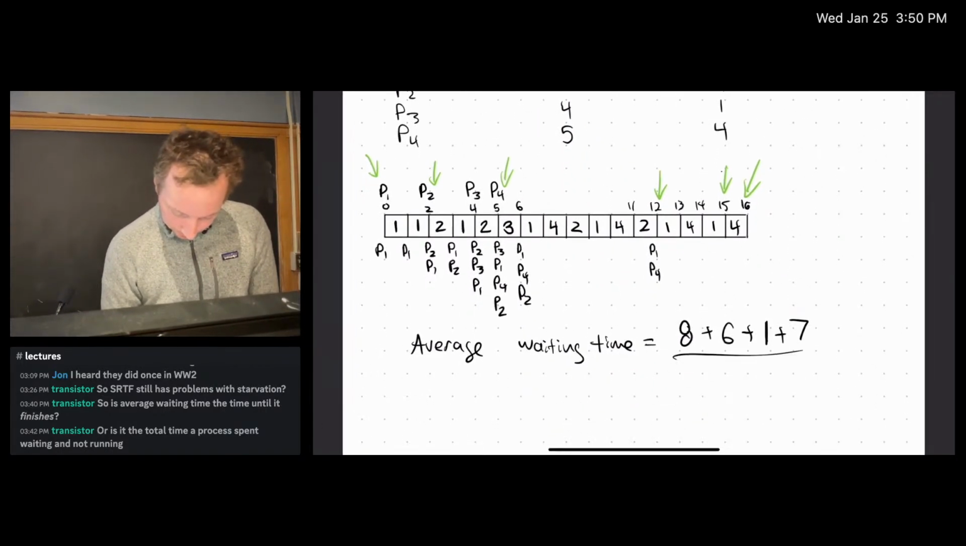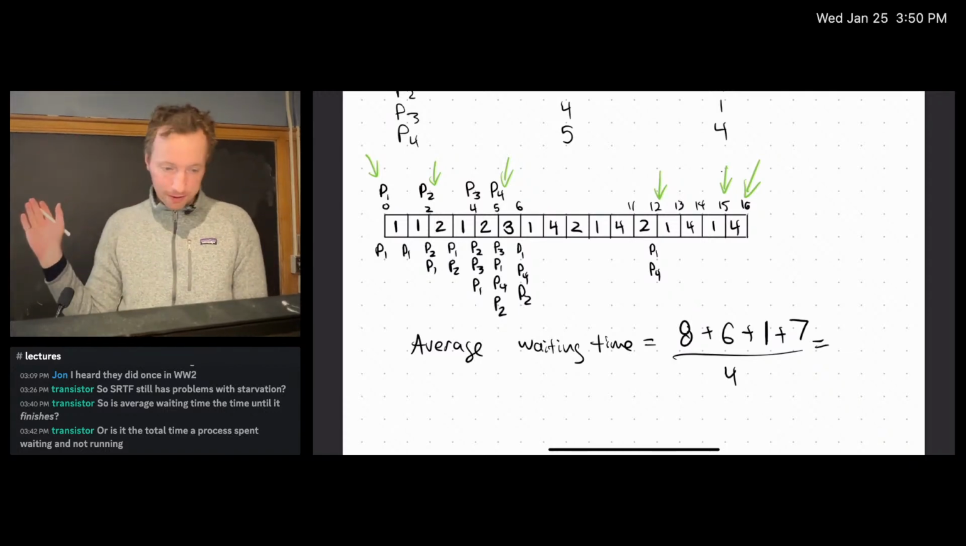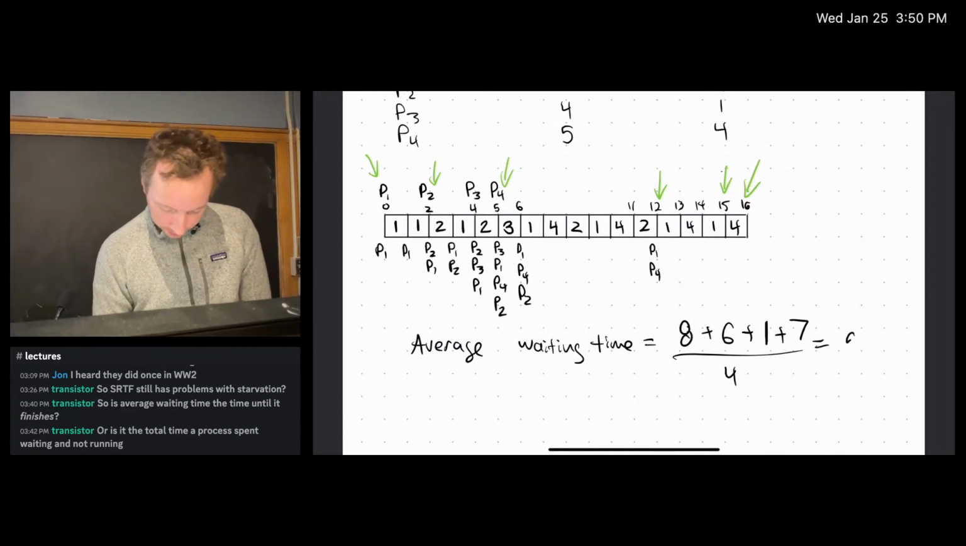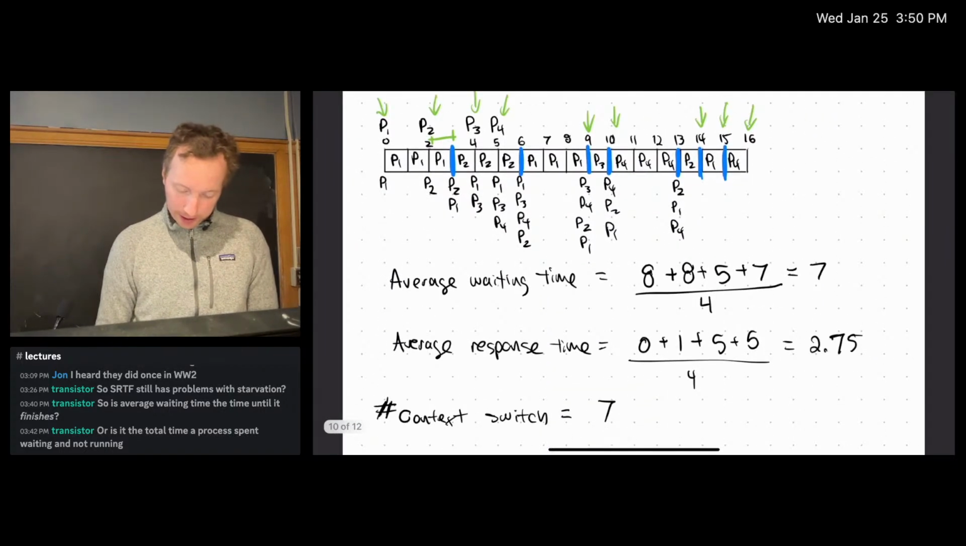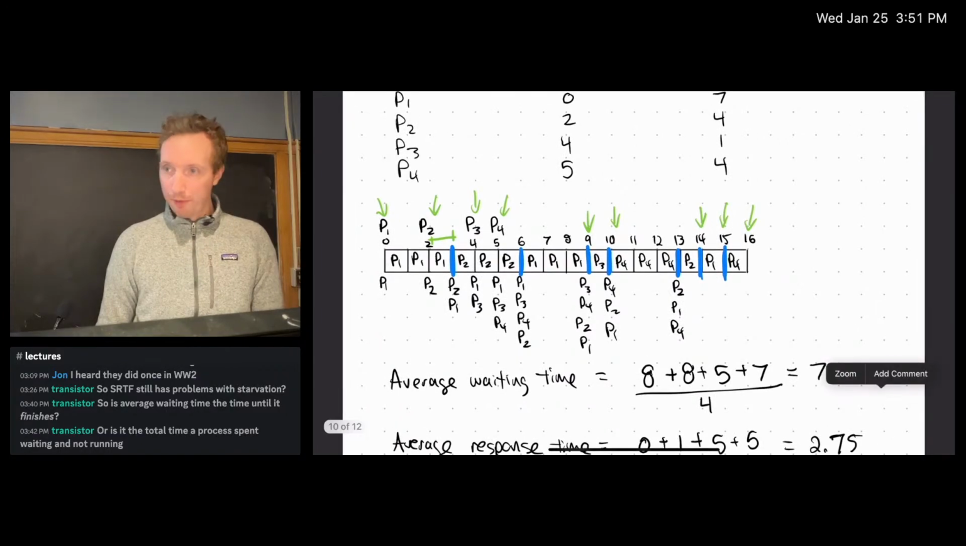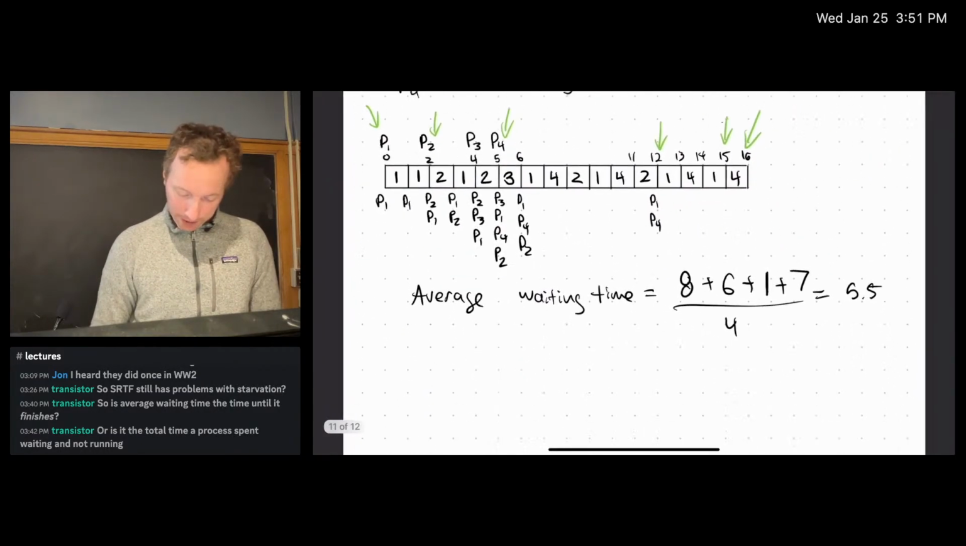And then if we do this math, so I won't ask you this one, you add those together, divide by 4 processes, then we get 5.5. Our waiting time went down. Hey, it was 7 before, it's 5.5 now. That's pretty good.